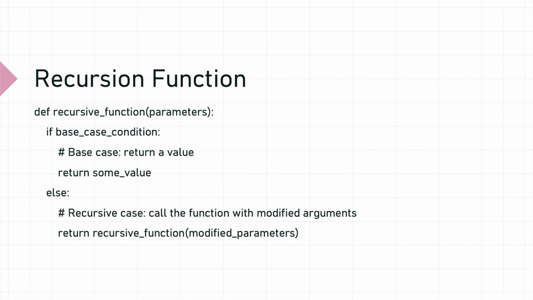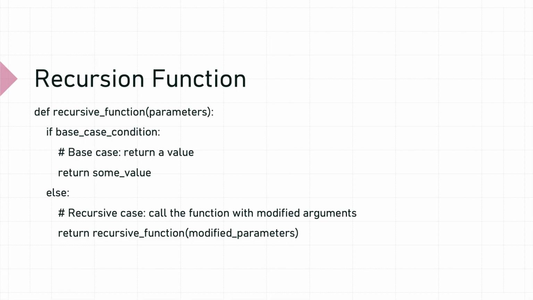Now please be careful here, because without a proper base case, a recursive function can lead to infinite recursion and cause a Stack Overflow error. Alright, so let's look at an example of a recursive function to calculate the factorial of a number. In this example, the factorial function calculates the factorial of number n.